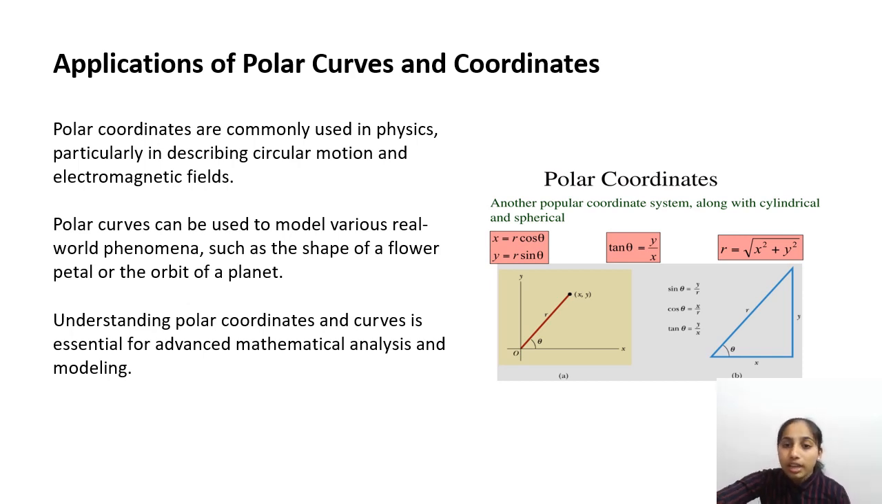Polar coordinates are another popular coordinate system along with cylindrical and spherical ones, where x equals r cos theta and y equals r sin theta, tan theta equals y by x, and r equals the square root of x squared plus y squared.